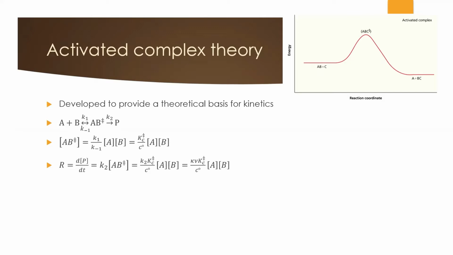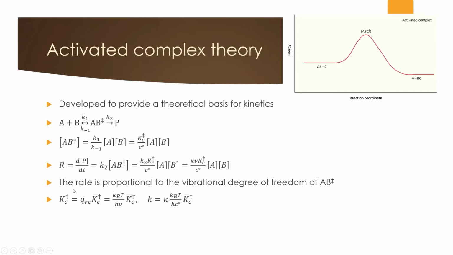And so nu is the frequency at which this bond stretches. What we do next, again, this is going to look complicated. I'm not going to test you on this. This is just so you can know that there is theory that goes into these things. We break down the equilibrium constant based on its partition function like we described before. And what we do is we pull out the partition function for the vibrational degree of freedom that's being broken. So what we can say is that our equilibrium constant is equal to QRC. This is the reaction coordinate partition function, the very weak bond that we're breaking.